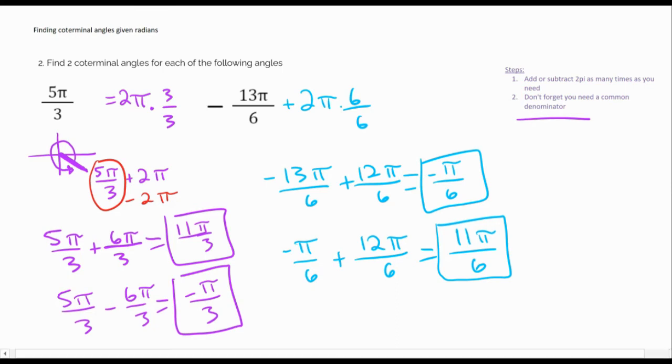So with radians, we add or subtract 2 pi, making sure we have a common denominator to get our coterminal angle.